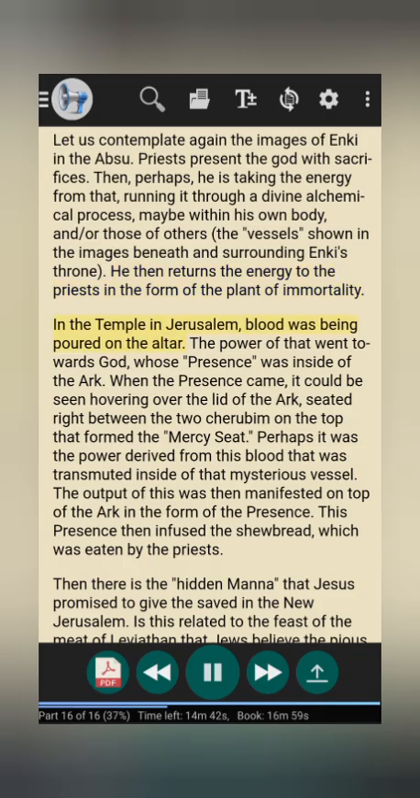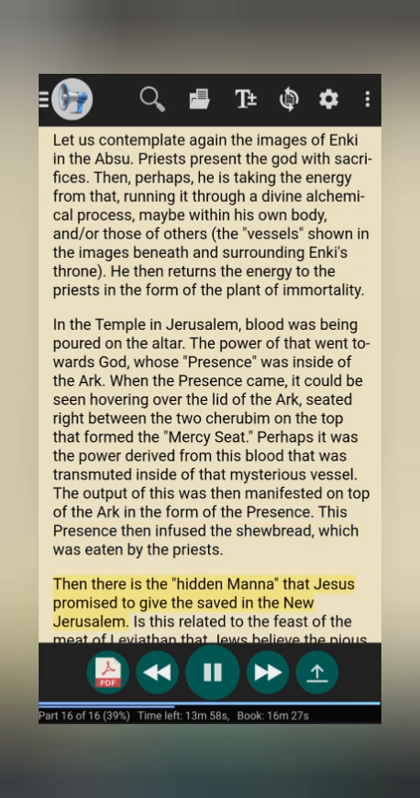In the temple in Jerusalem, blood was being poured on the altar. The power of that went towards God, whose presence was inside of the ark. When the presence came, it could be seen hovering over the lid of the ark, seated right between the two cherubim on the top that formed the mercy seat. Perhaps it was the power derived from this blood that was transmuted inside of that mysterious vessel. The output of this was then manifested on top of the ark in the form of the presence. This presence then infused the shewbread, which was eaten by the priests.